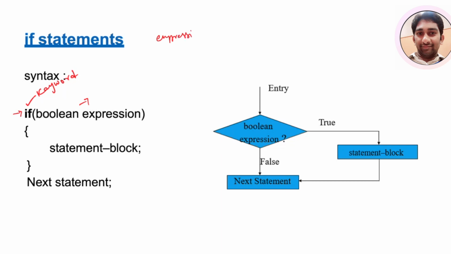Using your operators, we are creating some expression, right? So we are creating some Boolean expression. What is a Boolean expression? Wherever you use some relational operator, the output will be Boolean, right? So there it will be, for example, a less than b, a greater than b, a equal to b, a not equal to b.